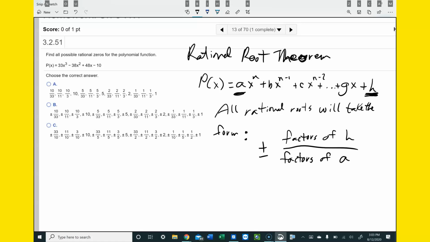It doesn't mean that all of them are rational roots. It means that every rational root of the function will be in the set that you just created by doing this. So let's finish that out for this problem.